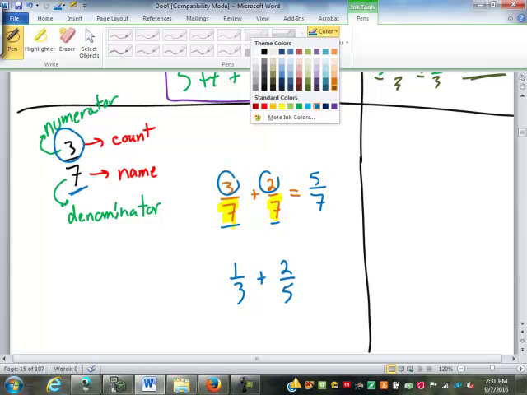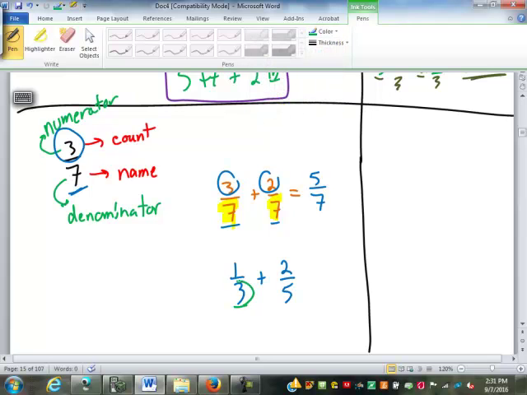No, because right now they have different names. This is thirds and this is fifths. Again, in the next class, when we go to work with fractions in more detail, we'll look at different ways of renaming those so that we can combine those with addition or subtraction. Let's look at multiplication.